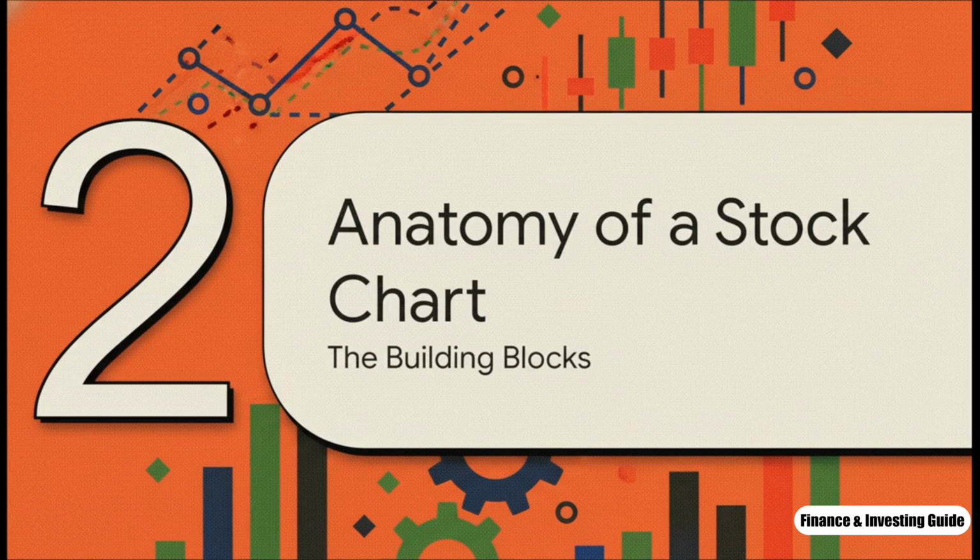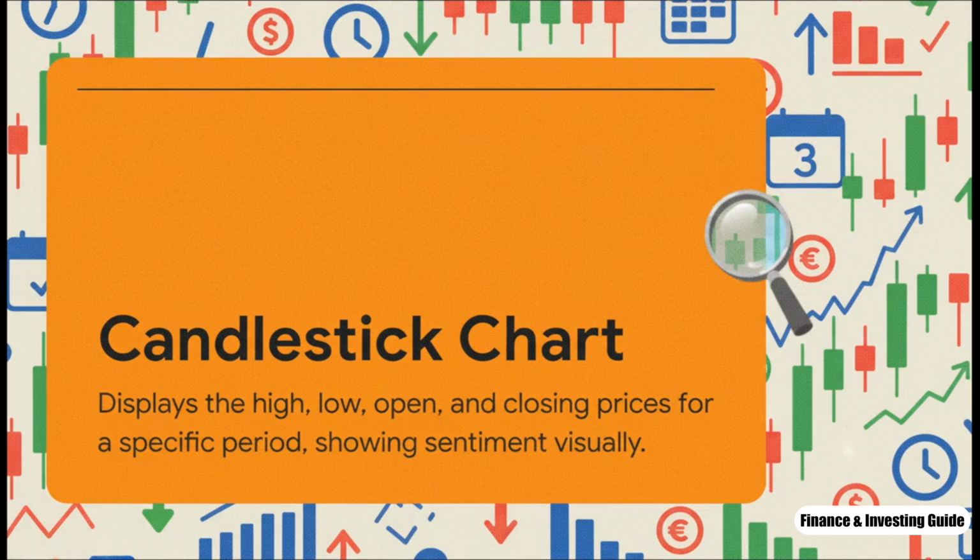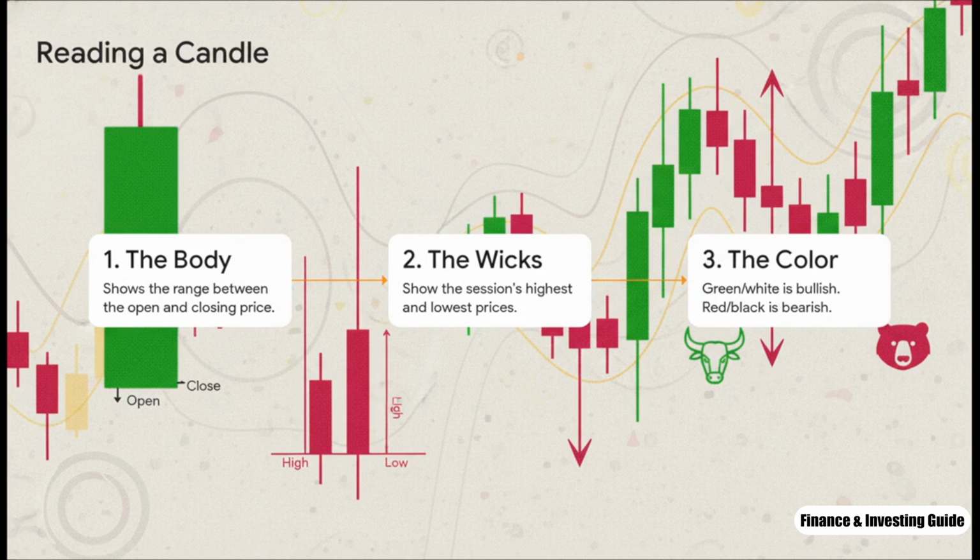All right, time to get into the nitty-gritty. Let's look at the actual building blocks of a chart. We're going to start with the one you'll see pretty much everywhere, and that is the candlestick chart. There's a reason traders love this thing. It's because every single one of those little candles is packed with information. We're talking 4 key data points: the open, the high, the low, and the close price for whatever time frame you're looking at. See? Every single candle tells a mini story of a trading session.